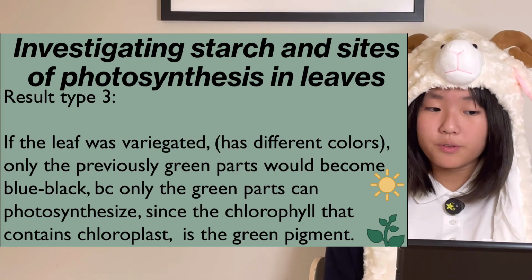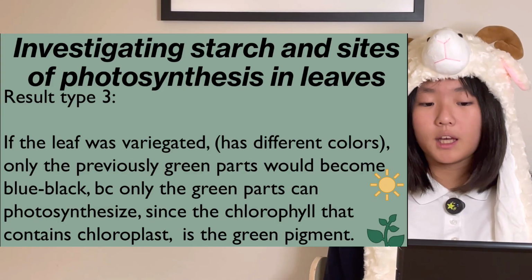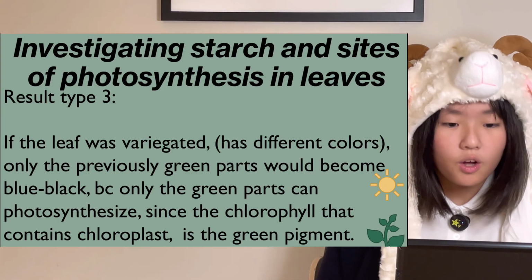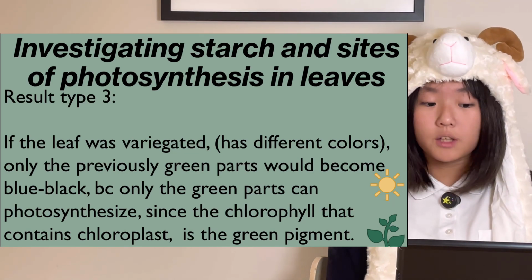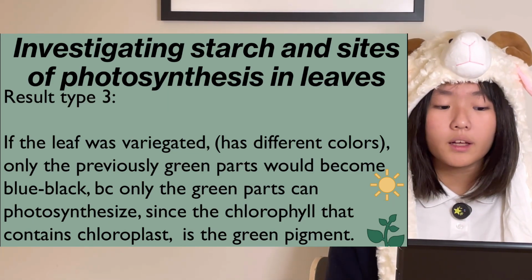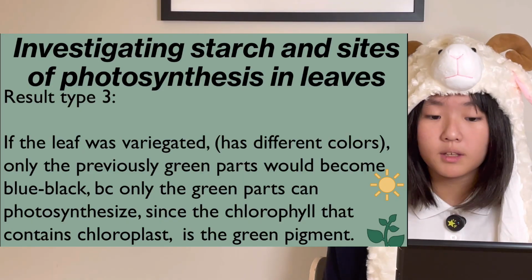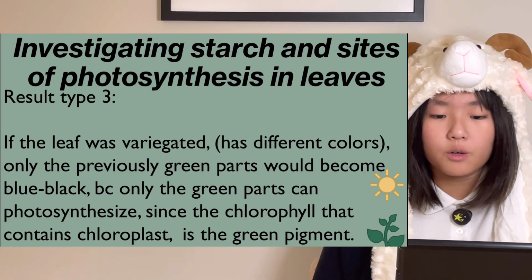The final and third result type is if the leaf was variegated, which means it has different colors, only the previously green parts would become blue-black, because the green parts can photosynthesize, since the chlorophyll that contains chloroplasts is the green pigment, and if it isn't green, then there wouldn't be chlorophyll.